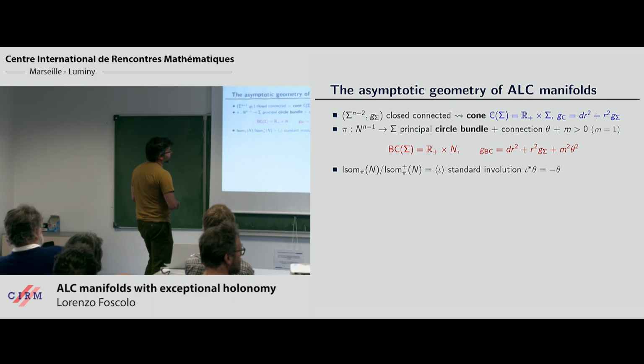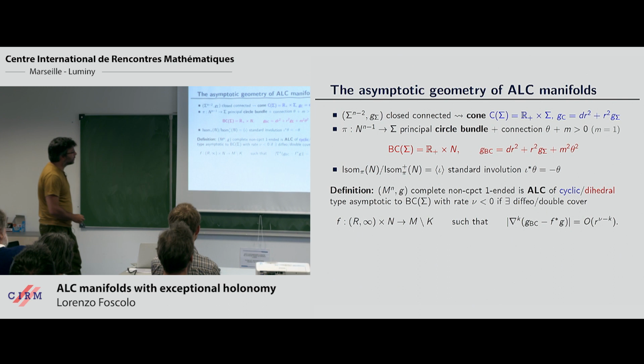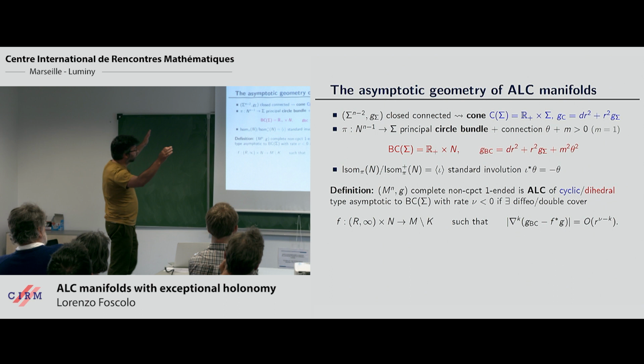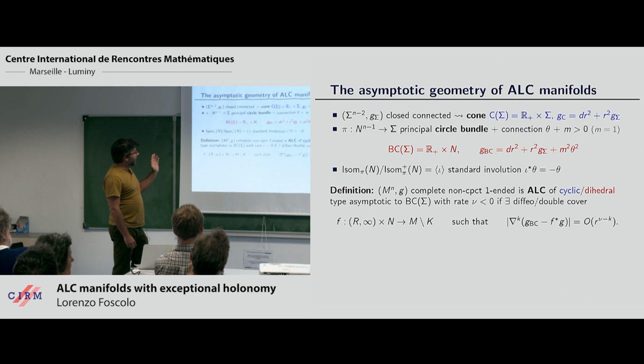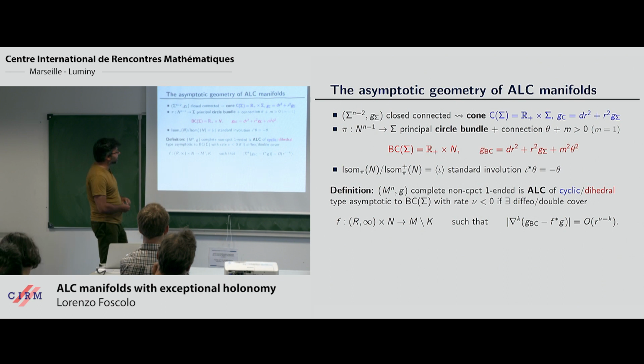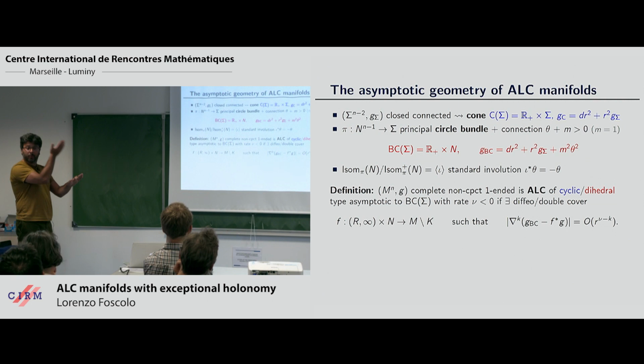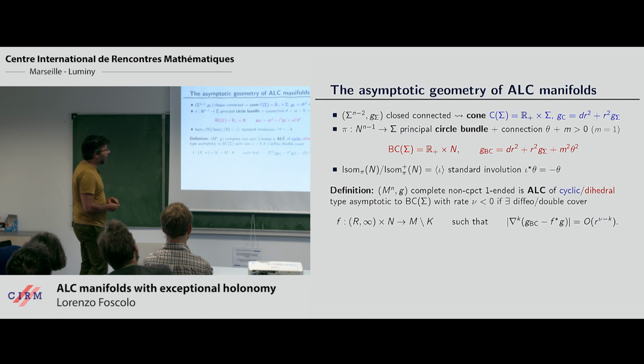An ALC manifold is going to be a complete non-compact manifold. For simplicity, and since I'm going to talk about Ricci-flat manifolds, we just look at complete non-compact manifolds with only one end. I'll say that it is ALC of cyclic or dihedral type if the following is true. You remove a compact set, and you identify the complement with an exterior region inside this model space. If you really have a diffeomorphism, then you're in the cyclic case. If instead you have to pass to the double cover, whose deck group is generated by an involution iota as above, then I'm going to say that we are in the dihedral case.